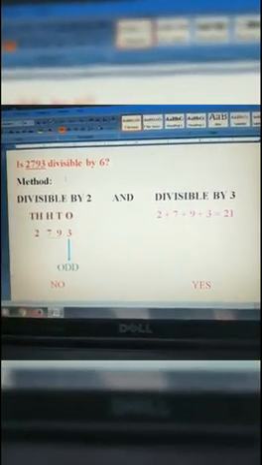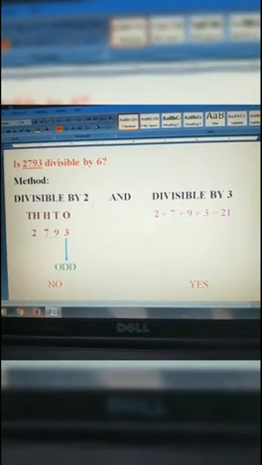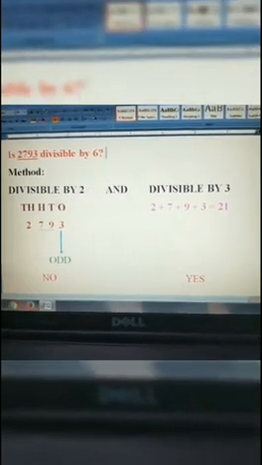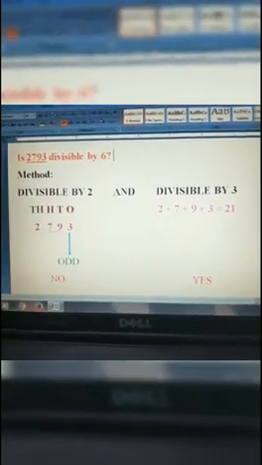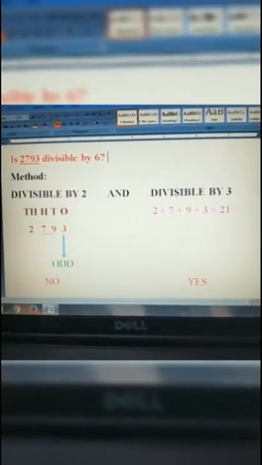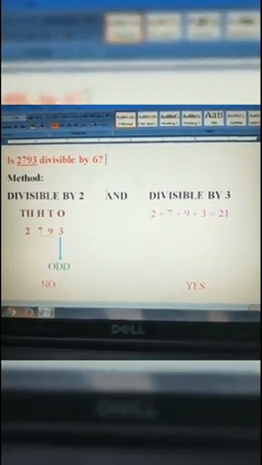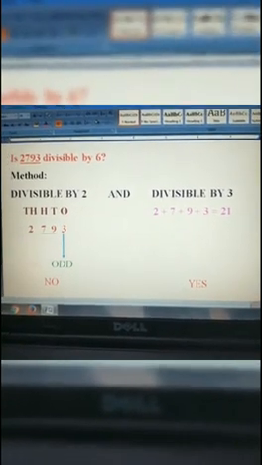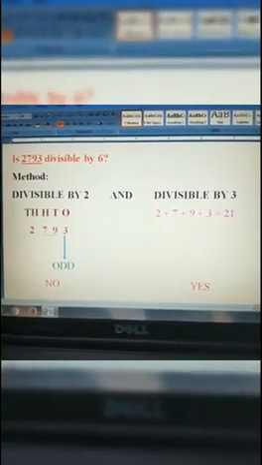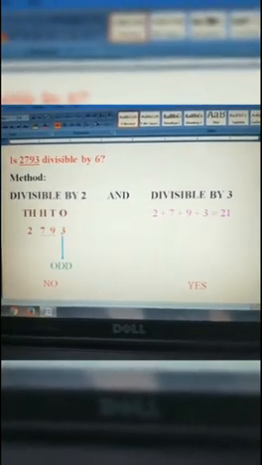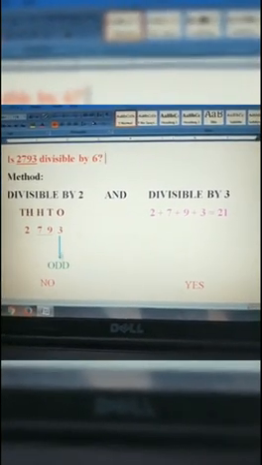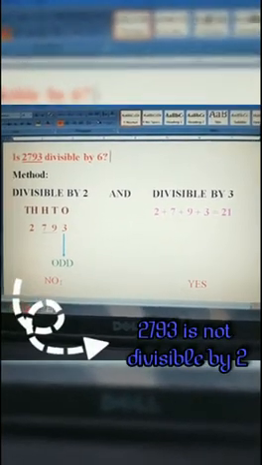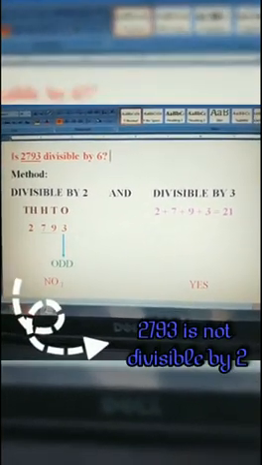Same method. For the number to be divisible by 6, there are two conditions: divisible by 2 and divisible by 3. So here in the ones place the digit is 3, which is an odd number. So this number will not be able to be divided by 2. So the answer is no for divisible by 2.